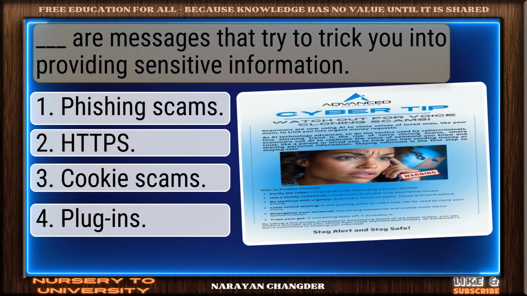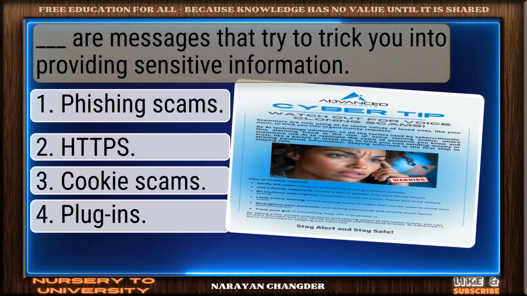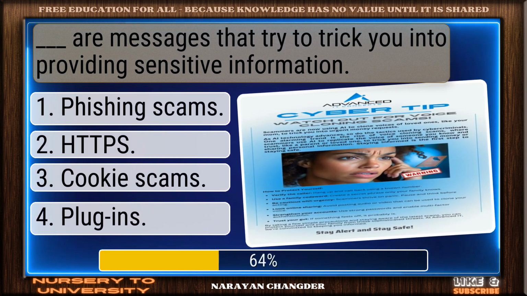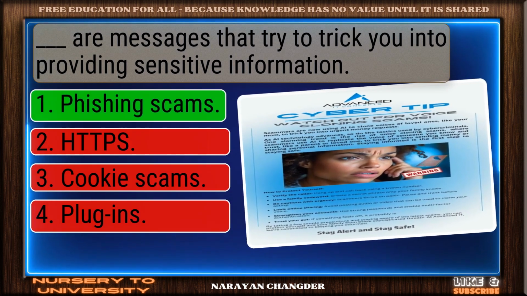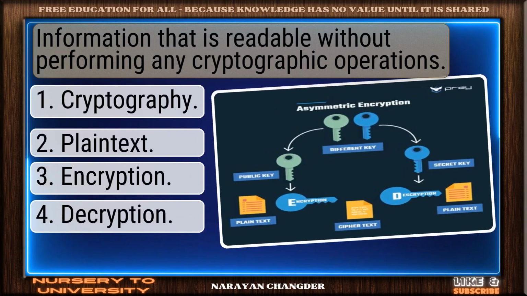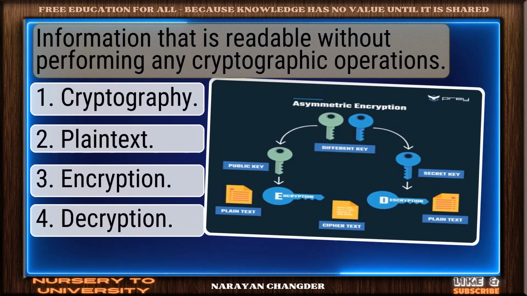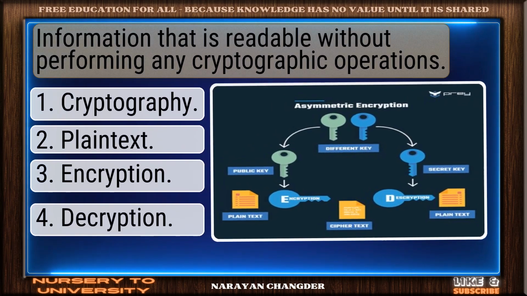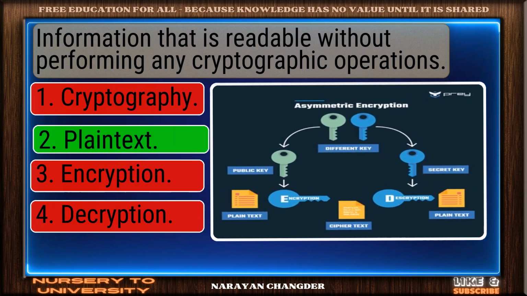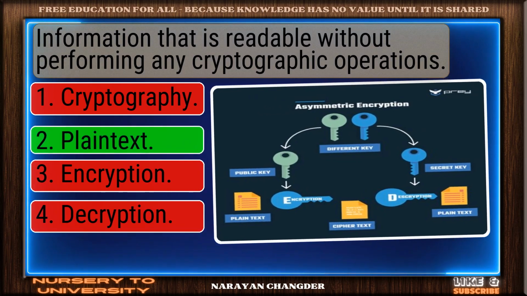... are messages that try to trick you into providing sensitive information. Right again. Phishing scams is valid. Information that is readable without performing any cryptographic operations. On track, plain text is correct.